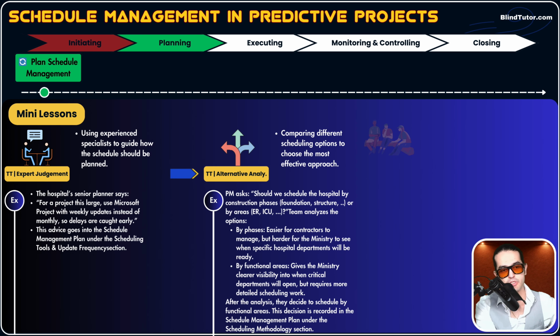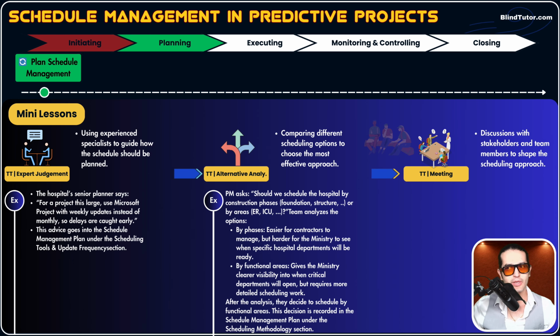Now, each option will have pros and cons. You go and check the pros and cons of each option and then pick the option that is the most efficient and fits your project. This is called alternative analysis. And please feel free to read that example because I'm going to save time, since we had these descriptions and tools and techniques before. And the last one is meeting.